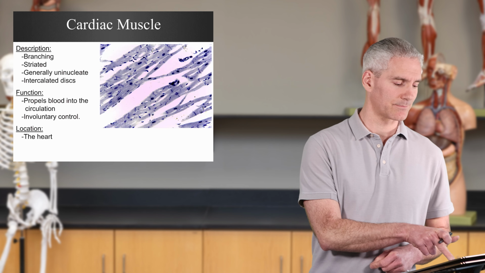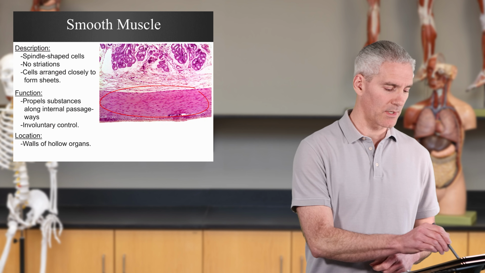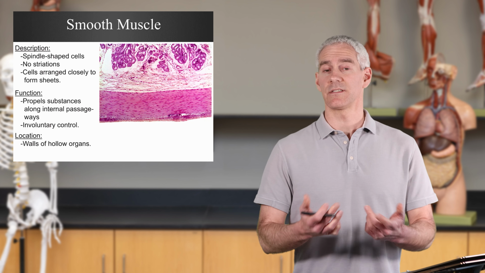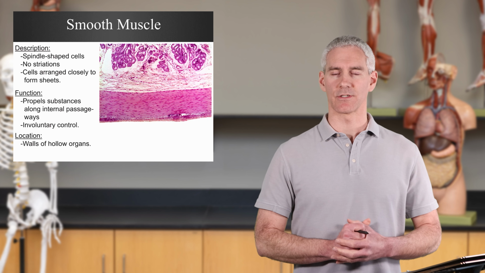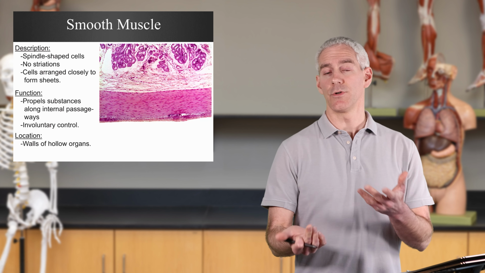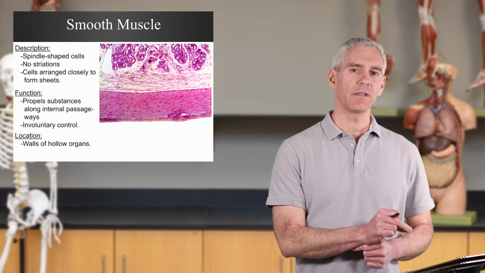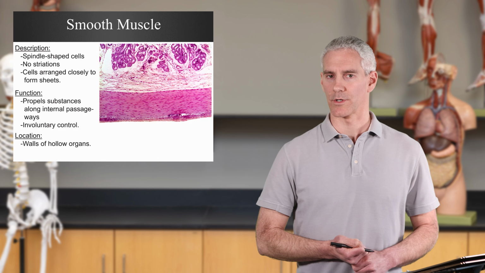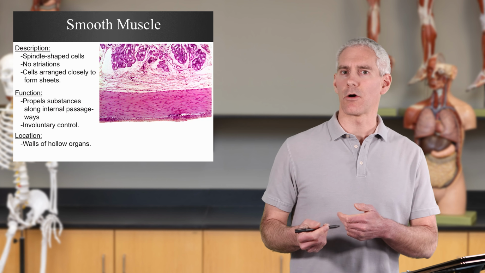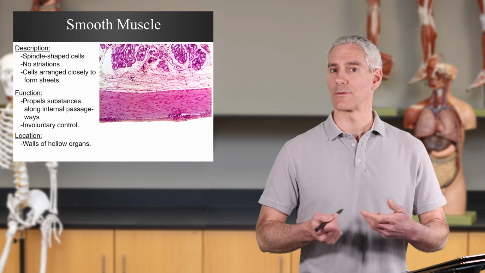So both cardiac and skeletal have those striations. But in contrast, smooth muscle does not. This is the smooth muscle down here. The smooth muscle itself doesn't have any striations, so no striations. They're small spindle-shaped cells. They're uninucleate. They're involuntary. And typically, you're going to find these around hollow organs. Think around the stomach or around the intestines, around an artery, around the esophagus, around hollow organs.